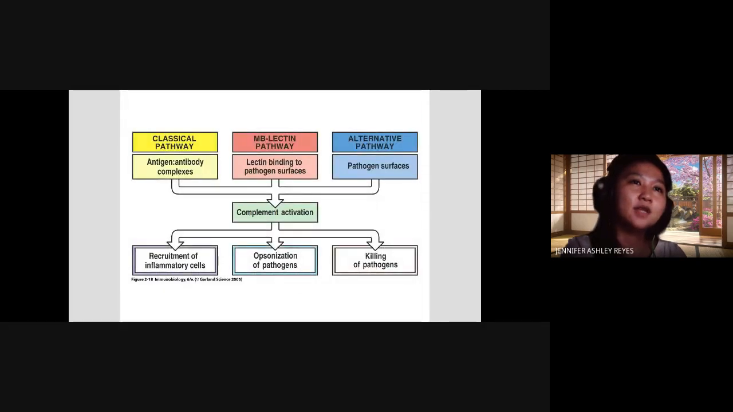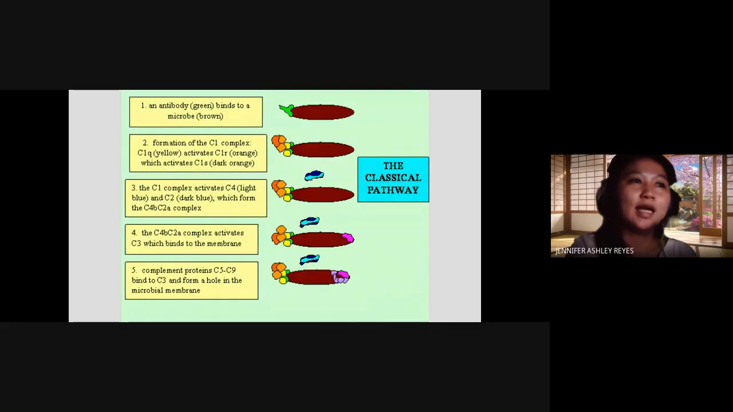So, ganito yung complement activation. Classical, kailangan ng antigen-antibody complex. Mannose binding lectin or lectin pathway, kailangan nag-bind si lectin doon sa surface. And alternative pathway na trigger sa pathogen surfaces, example, mga lipopolysaccharide. So, ang endpoint ng complement activation, recruitment ng inflammatory cells, opsonization, and killing of pathogens through cell lysis. So, ano yung nangyayari pag meron tayong classical pathway?